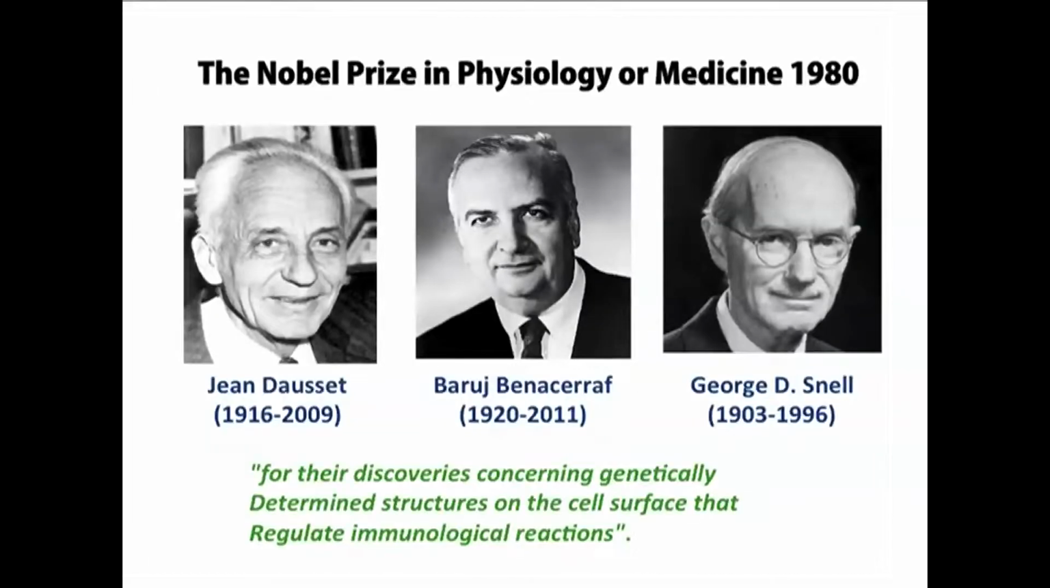In 1980, Jean Dausset, George Snell and Baruj Benacerraf received the Nobel Prize for their work on antigen processing and presentation by MHC molecules. I conclude by showing this slide: there is a fundamental difference between antigen processing and presentation in terms of the source of antigen by type 1 and type 2 molecules.